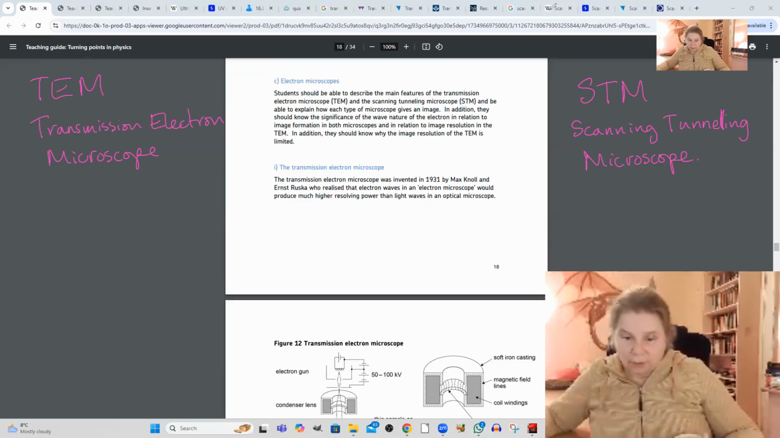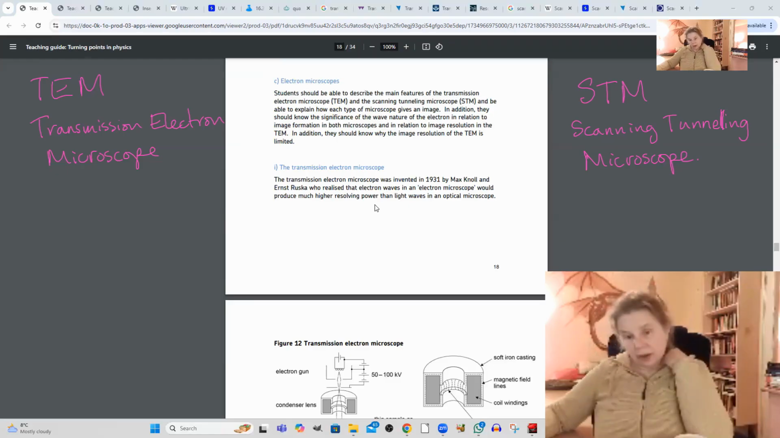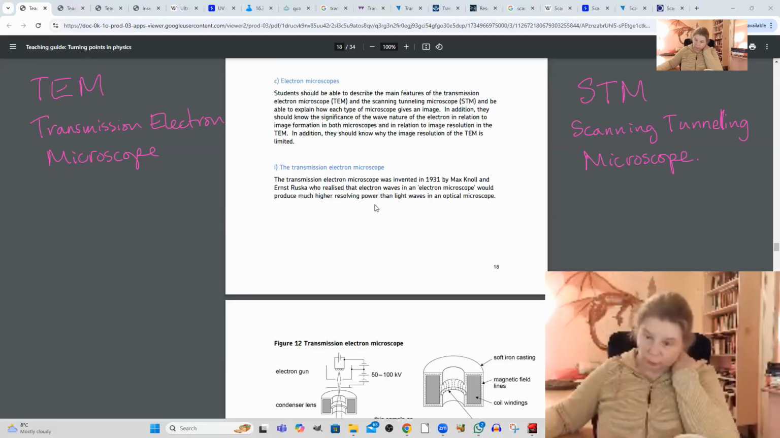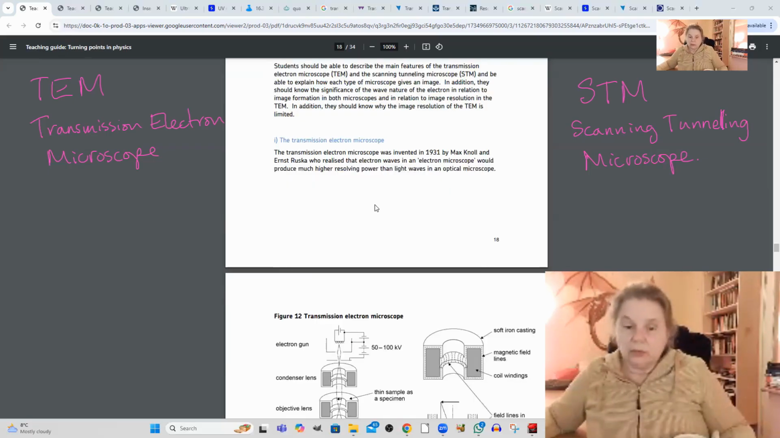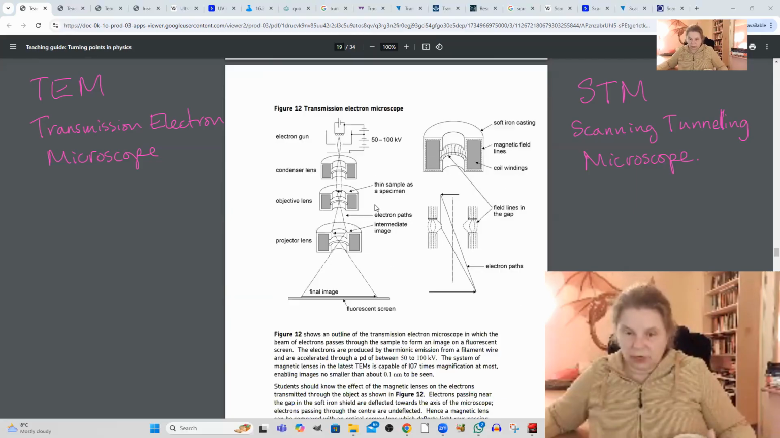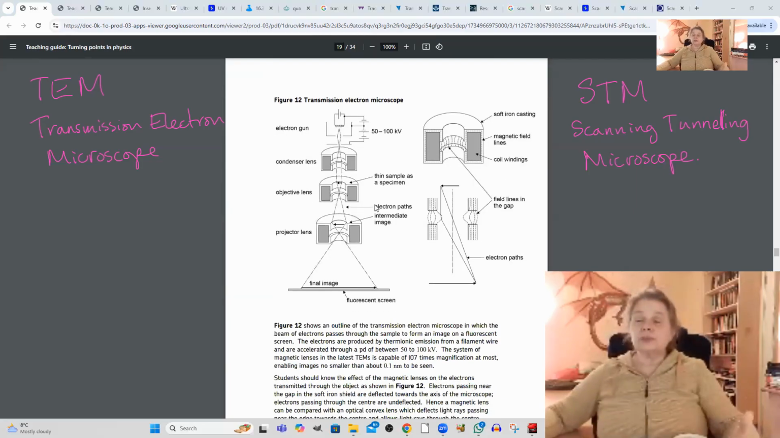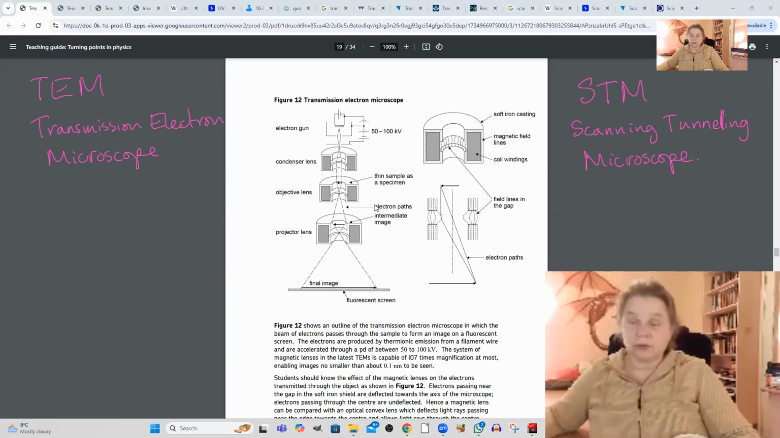Okay, so the transmission electron microscope was invented in 1931. Knoll and Ruska realized that electron waves would produce much higher resolving power than light waves in an optical microscope. So in order to do this, you have to produce your electrons, you have to accelerate them in order to turn them into waves, and then you've got to be able to focus them, you've got to be able to manipulate them.